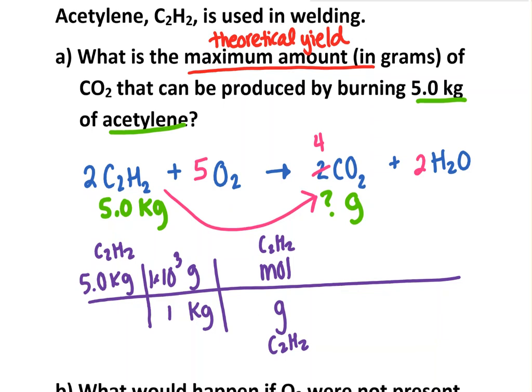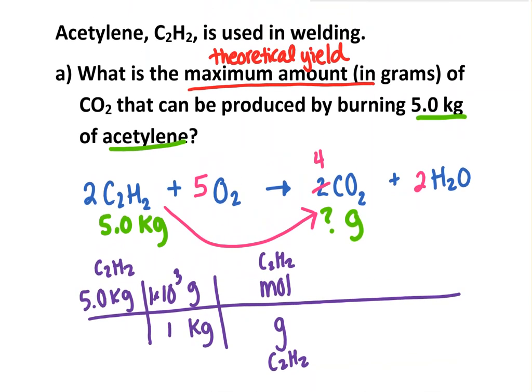So I need the molar mass of acetylene. I don't have room there. But molar mass is where I look on the periodic table and add up the atomic weights. And I get 26.0 grams. So this is a molar mass step.